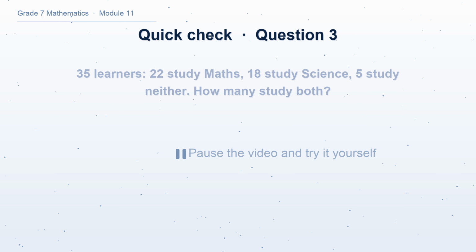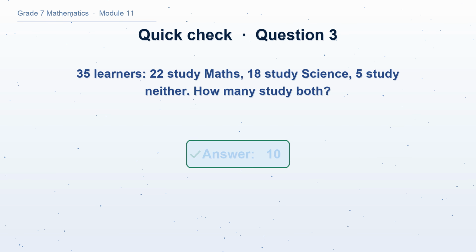Last question, and it combines several ideas. Among 35 learners, 22 study mathematics, 18 study science, and 5 study neither subject. How many study both? Since 5 study neither, the number who study at least one is 35 minus 5, which is 30. By the counting formula, 22 plus 18 minus the overlap equals 30. So 40 minus 30 tells us that 10 learners study both subjects.